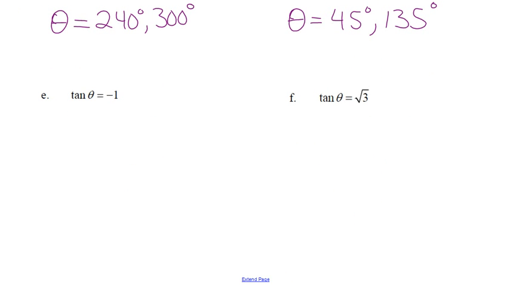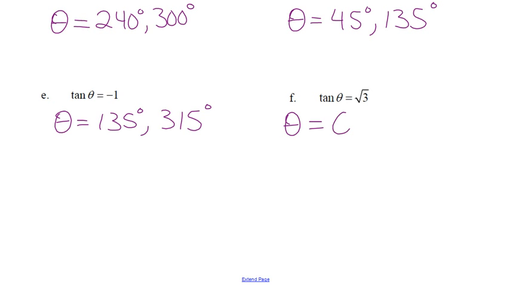Tan theta is negative 1. How did you get 270? Where's tangent negative? Quadrant 2, quadrant 4. How do you end up with a quadrantal angle? Tan theta is root 3. Positive. Quadrant 1 angle is 60. Quadrant 3 angle is 240. Hopefully that's it. That's it for that one anyway.